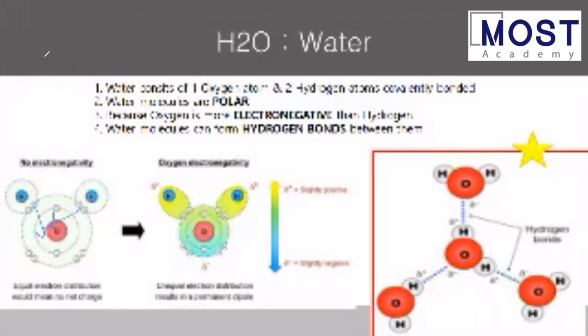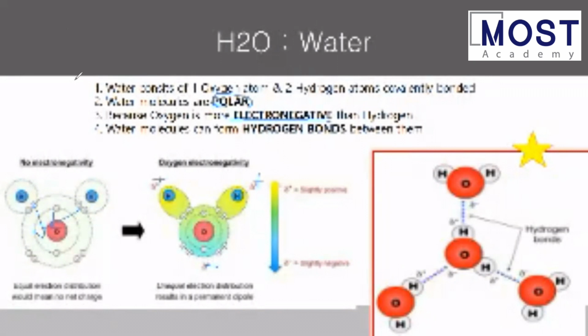This makes the hydrogen slightly positively charged and the oxygen slightly negatively charged, okay? Because they form charges within the molecules, we call this a polar molecule or a bipolar molecule because it has two charges. So a characteristic of water is that it is a polar molecule, and this is because the oxygen has a more electronegative power than hydrogen.